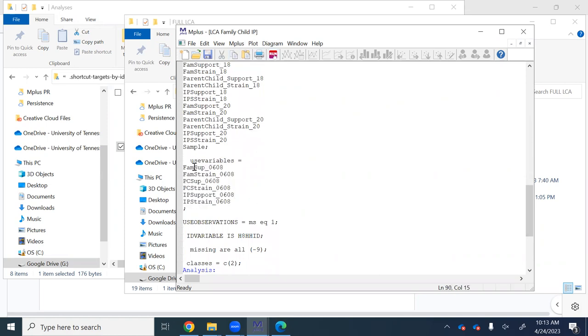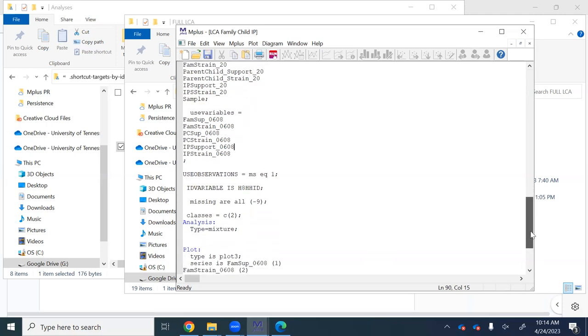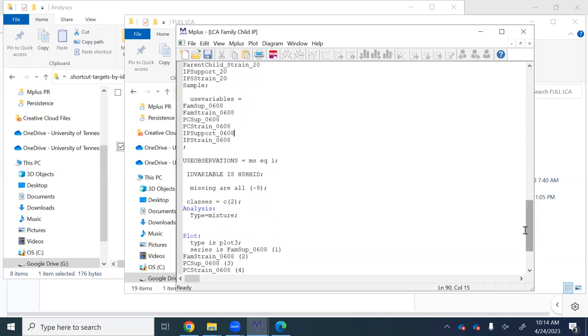I'm using the average score, basically what we just saw. I'm using family support, family strain, parent-child support, parent-child strain, intimate partner support. So there's six variables, and I'm telling it I want it to find two classes first, to get the baseline fit statistics. And then type mixture. This is all I have to do to get the process.